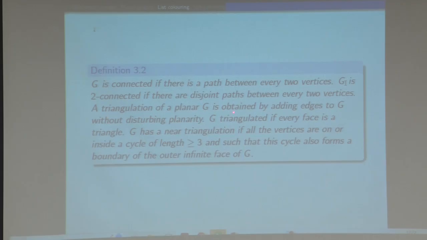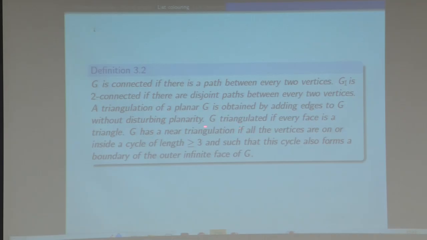A triangulation of a planar graph is obtained by adding edges to G without disturbing planarity. This is the main point: the set of vertices is fixed, but I am free to add edges. If I start with a planar graph and add a non-existent edge without crossing, then I am creating one extra region, one extra face, and also adding one extra edge. Therefore, Euler's equation still holds, and one can go on doing this.